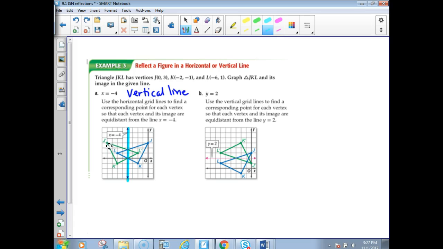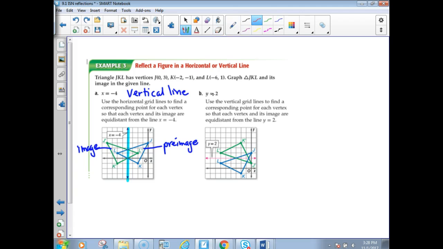Okay, the pre-image is the original figure. That would be the one without the prime notation. This is called the pre-image. And the one that has the prime notation is the image. You're going to have to be able to identify that on a test. Which one is the image, which one's the pre-image?